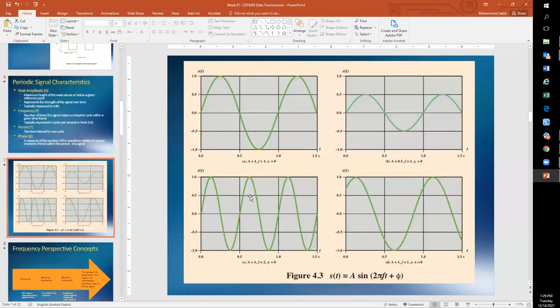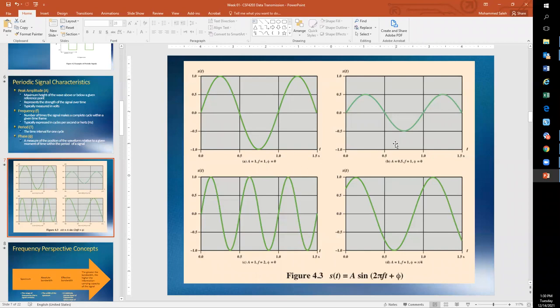Now here we have some important examples of how to measure or calculate the period and frequency. For this signal here, the time needed to complete one full cycle is 1 second. As you can see, we started from 0, then we reach 0 again, so it is 1 second. So this is the period. The frequency is equal to 1 over T, which is 1 over 1. So the frequency is 1 hertz. The amplitude is 1, also 1 volt.